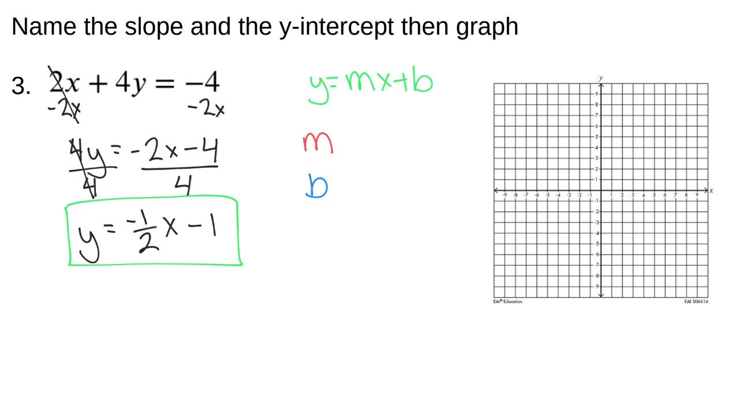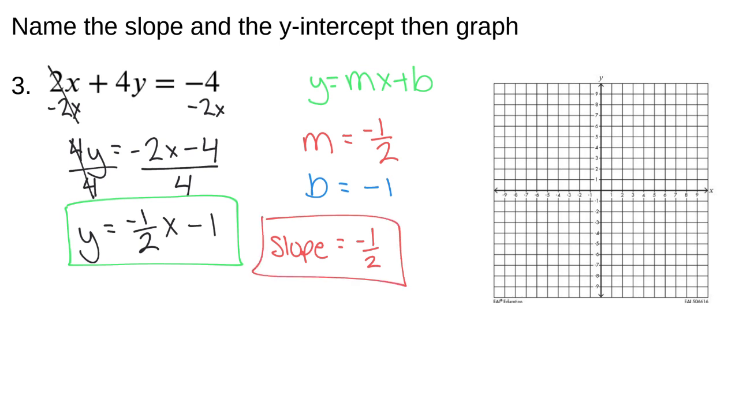M is always the thing in front of your x. So for ours, the coefficient in front of x is -1/2. B is always that constant in the back, so it's -1. So the slope of our line is equal to -1/2, and the y-intercept for our line would be (0, -1).